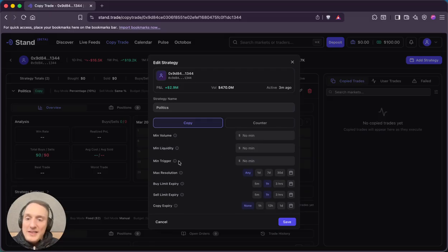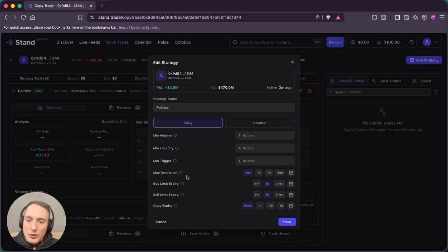Min trigger, this is a really good one. It helps you set what the minimum amount is that your followed trader has to buy before you buy. So if they buy a certain amount, then you obviously get control over that. And then the last four are all around time frames, but the first one is different. The first one is the resolution time frame of a particular market. So if you want a shorter term market, you can obviously set that here.